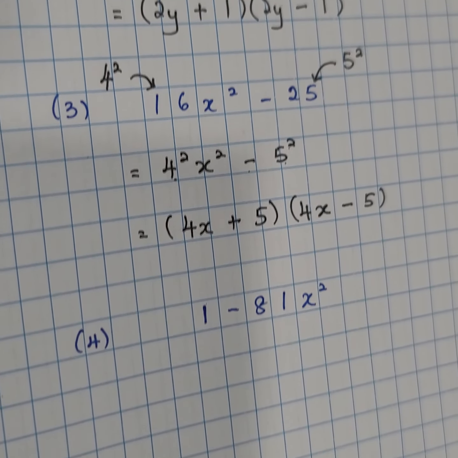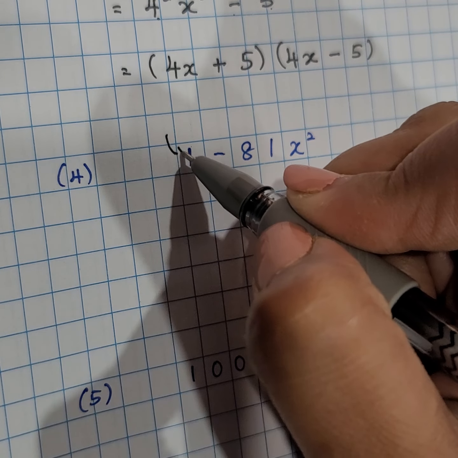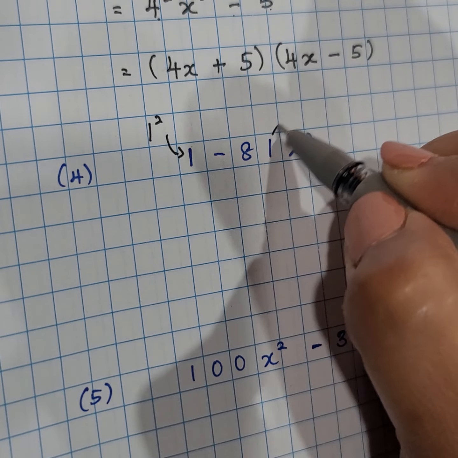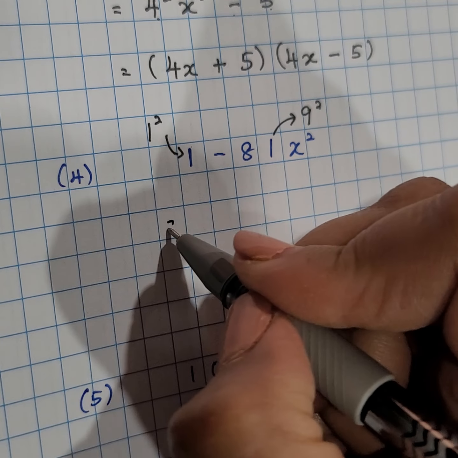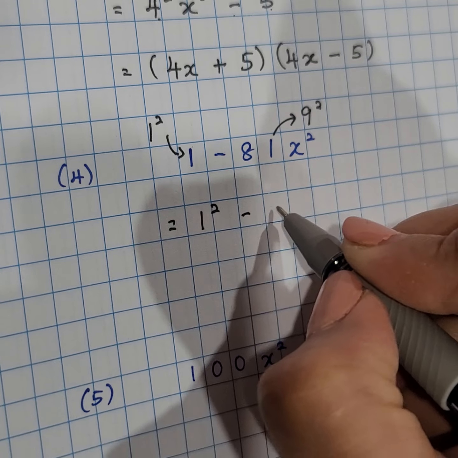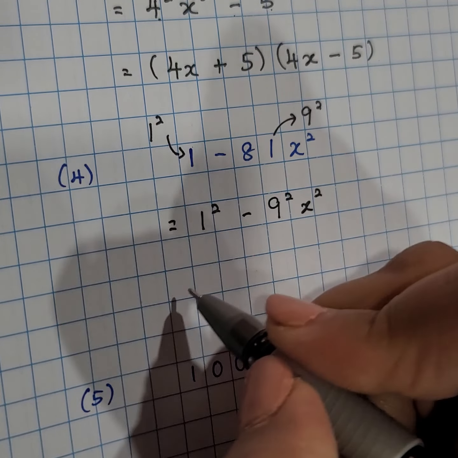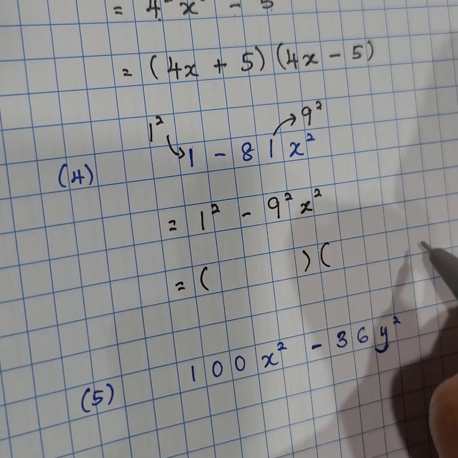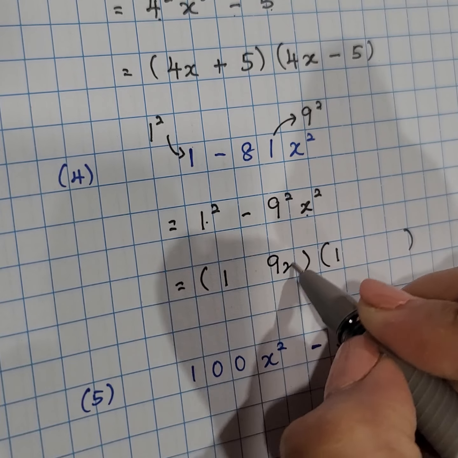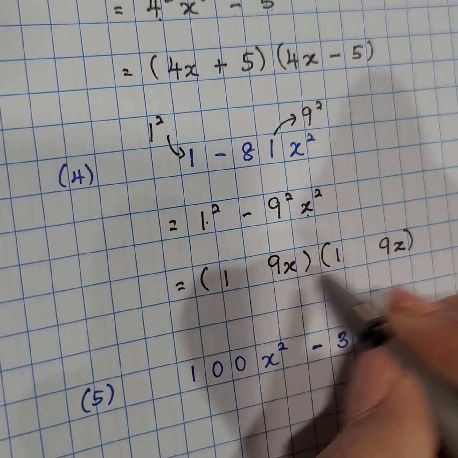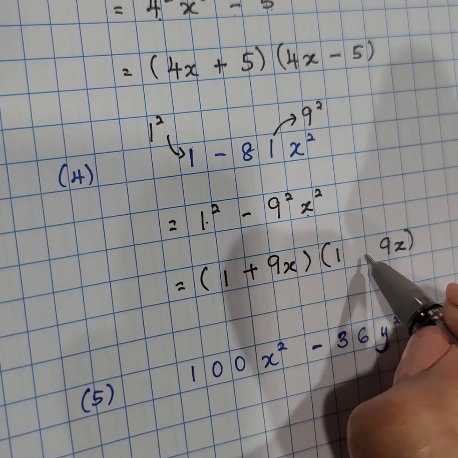Okay. Now let's look at the next one. So in this next one, the 1 we're going to write it 1 square. 81 we're going to change it to 9 square. So when you do this, you're going to rewrite 1 square minus 9 square x square. So semua dah kuasa 2. So buka 2 kurungan. 1 tu letak dalam setiap kurungan. 9x ni pun letak dalam setiap kurungan. Pastikan dalam kurungan tu tak ada kuasa 2 ya. There is no squares in the bracket. So 1 tambah, 1 tolak.